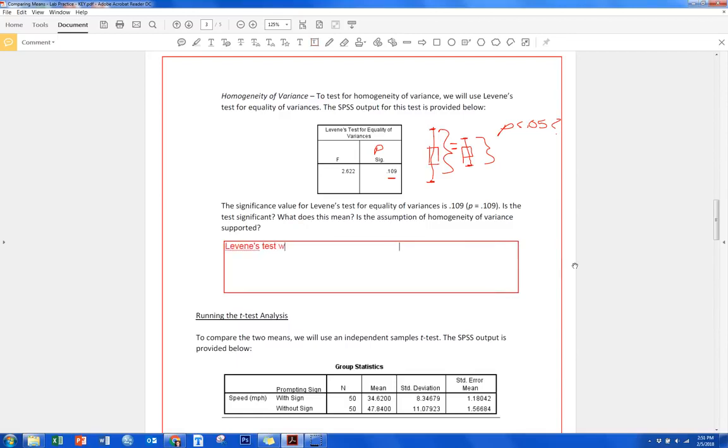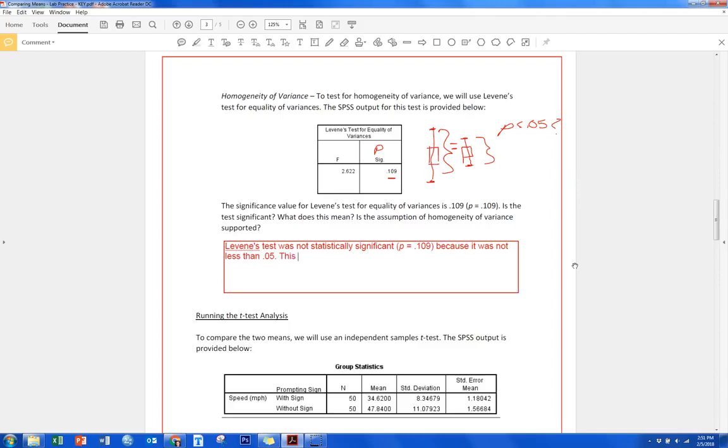Levene's test was not statistically significant. So p equaled 0.019, right? Because it was not less than 0.05. Okay, so it's not statistically significant because it was not less than 0.05.